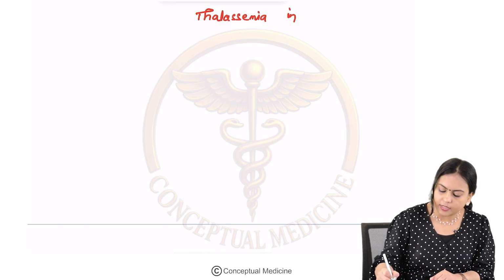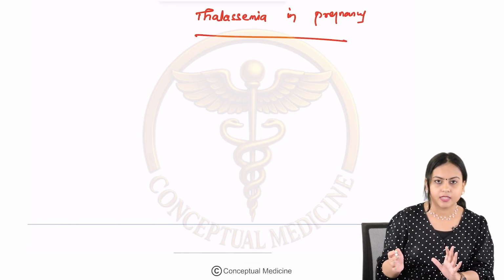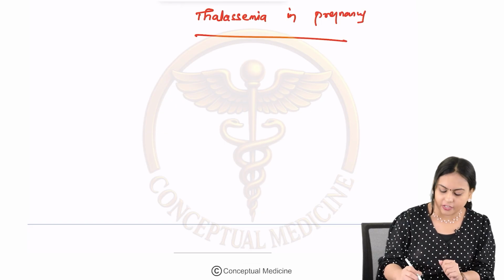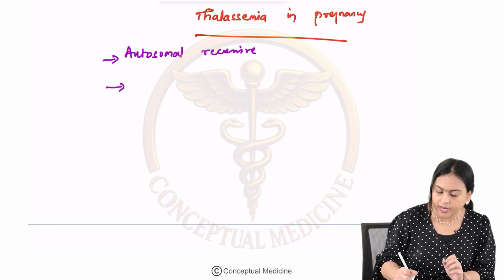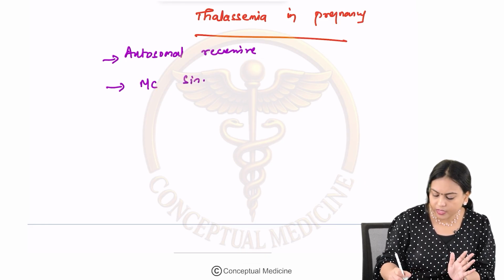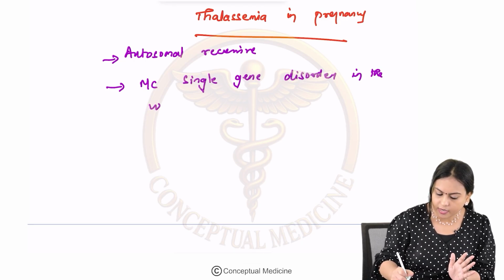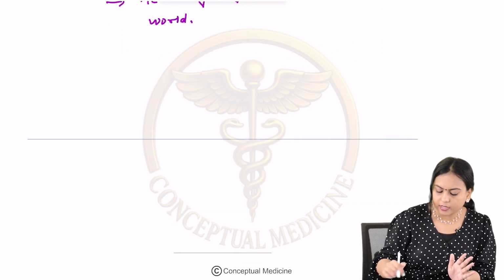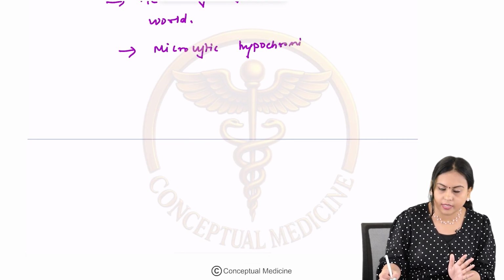So, thalassemia in pregnancy. Remember, thalassemia is an autosomal recessive condition, and it is the most common single gene disorder in the world. This is a type of microcytic hypochromic anemia. Clear?